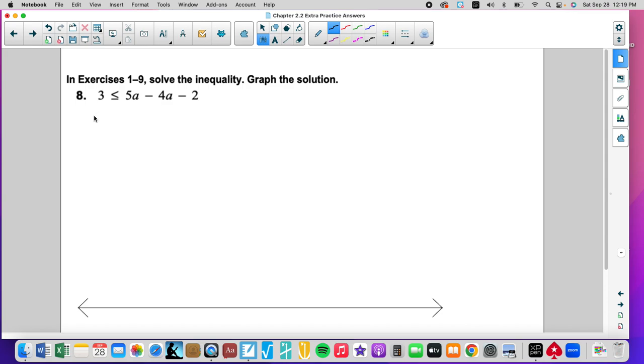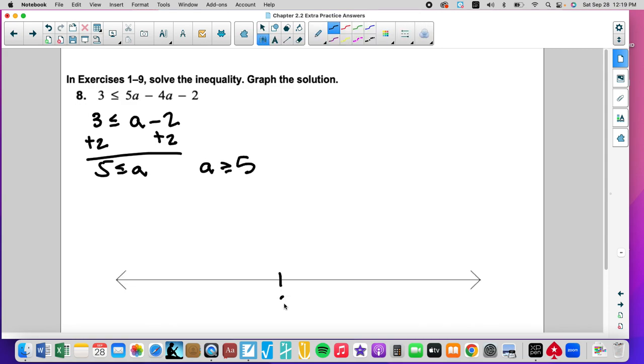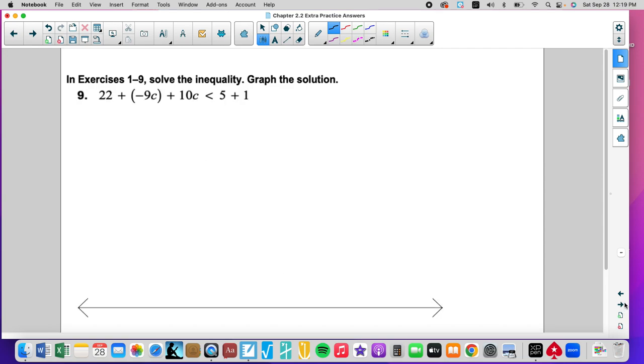We're going to simplify. We can combine like terms. 5a minus 4a is a. Add 2. 5 is less than or equal to a, which can be written as a is greater than or equal to 5. 0, 5, closed circle, going to the right. A lot of graphs going to the right today.